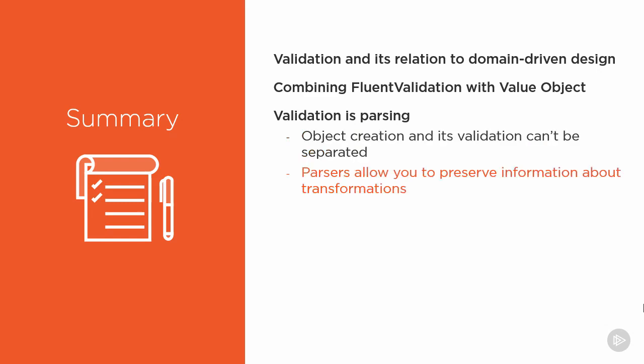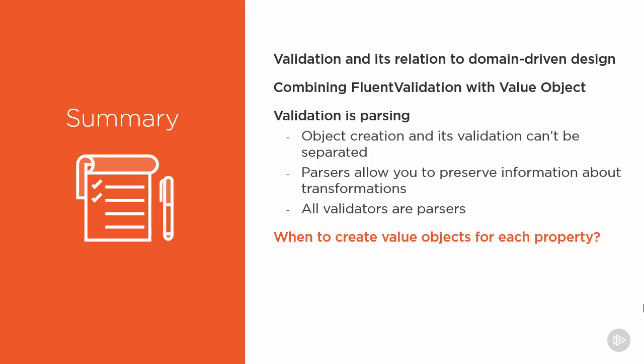Parsers allow you to preserve the information about the transformation process as you do the validation, so that you don't have to apply the same transformations twice. You should think of all your validators as parsers. This rule is applicable only when the operation requires both validation and transformation, like in the example with the email object creation. If we only need validation or only transformation, then we don't need to adhere to this guideline.